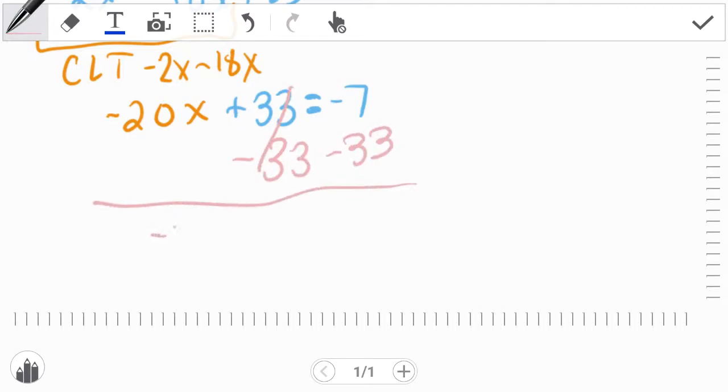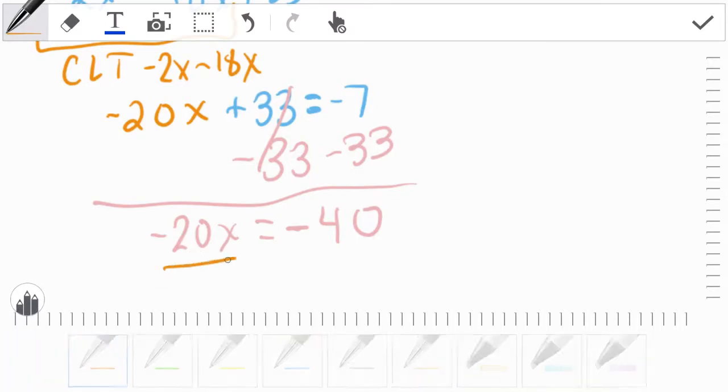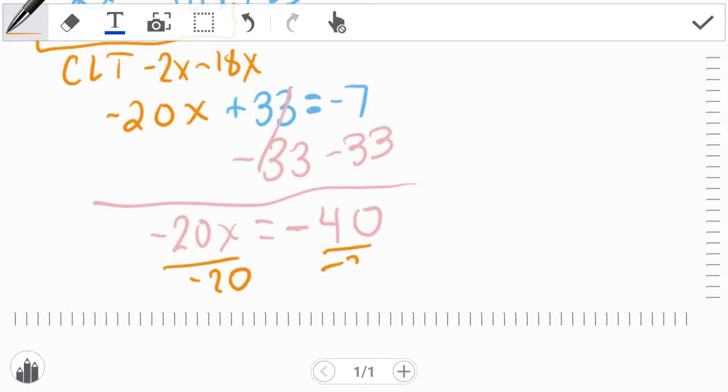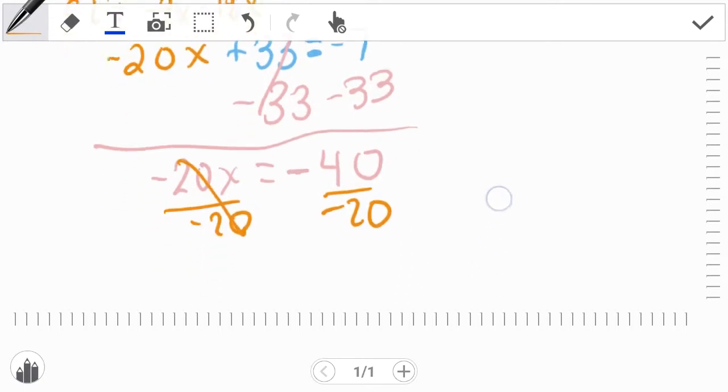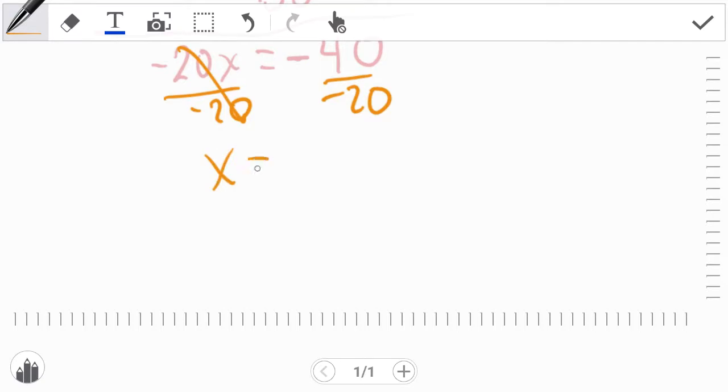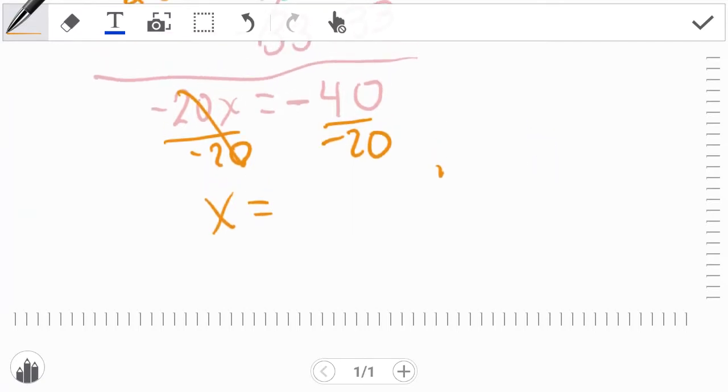All right, so we get negative 20x. And then if I do negative 7 minus 33, these are both the same sign, so I add them. We keep the negative, and we get negative 40. Now we're going to divide by negative 20, just our basic solving for x skills. So that cancels out, leaving me with x equals, and then if we look, negative 40 divided by negative 20, negative turns positive. 40 divided by 20 is 2.